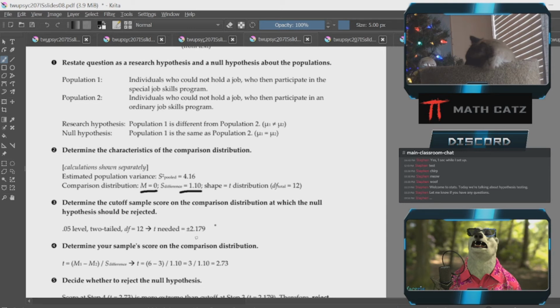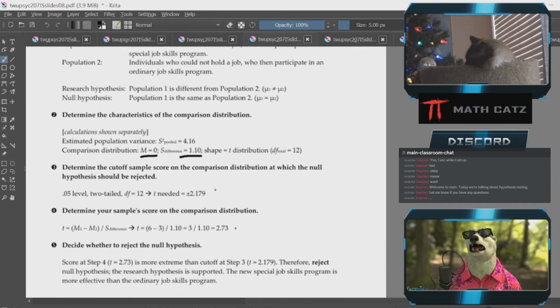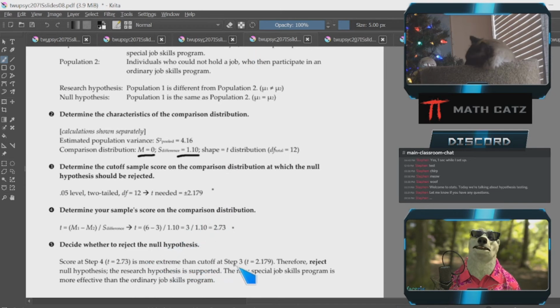We then calculate what is our observed t-score for the differences between the means, between our sample means, one was 6, one was 3, and our standard deviation of the difference between means distribution. And we get 2.73. It's not much more, but it is more. And we can say the score is more extreme than the cutoff. Therefore, we reject the null hypothesis in favor of the research hypothesis.